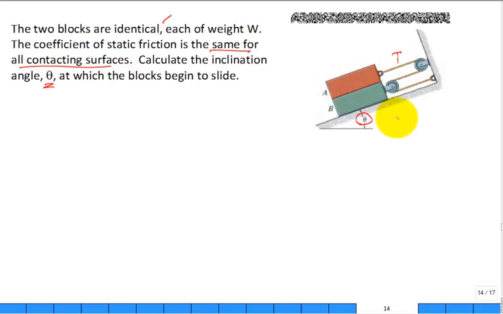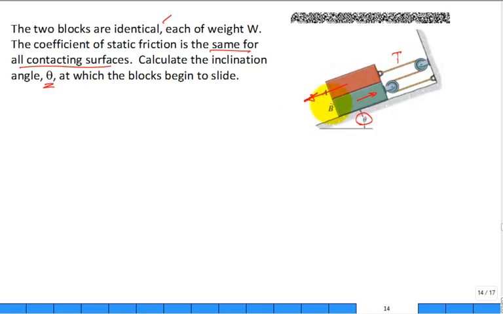Well, if theta was zero, nothing's going to slide. But as you start to increase theta, something's going to start to slide. Now, this is important to figure out what's going to start to slide, because of the tension in the cable. Is block B going to slide up and block A slide down, or the opposite?